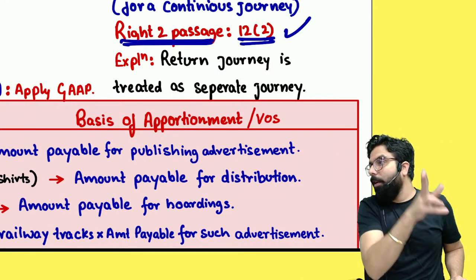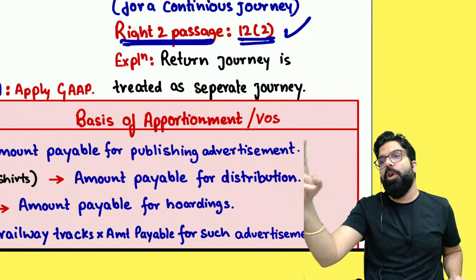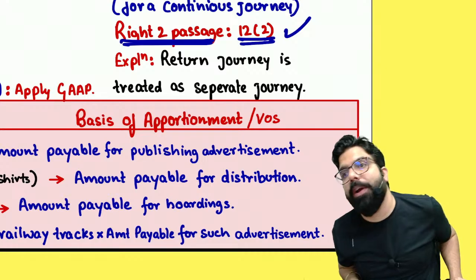Two flights, right? Going and coming are two flights. Two flights means two places of supply will come. You always have to find out two places of supply. Can I go ahead, everyone? Next.